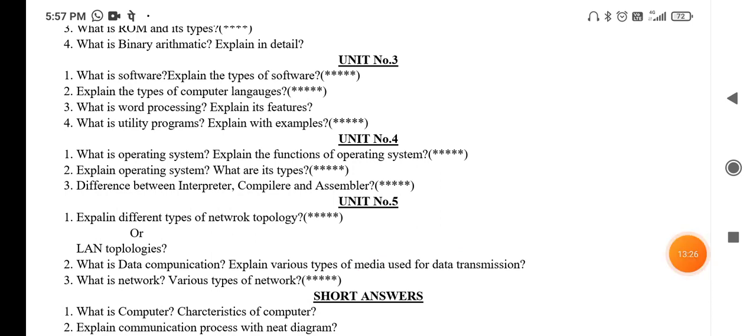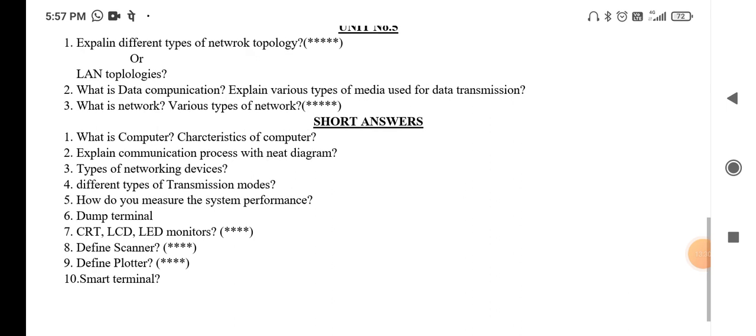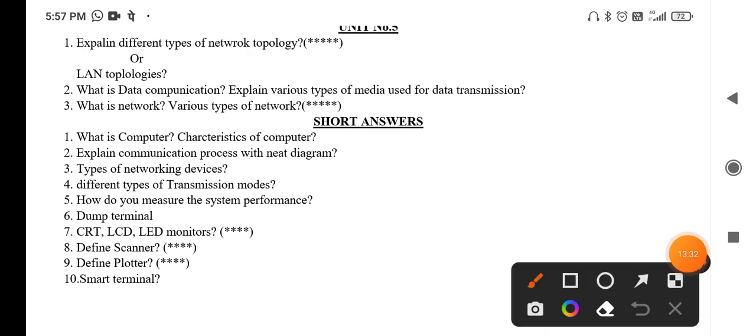Now when it comes to the short answers, just to see, what is a computer? A computer is an electronic device which is used to perform some arithmetical and logical operations. So you have to write about the definition of computer and its characteristics: speed, diligence, accuracy, automation. These are the characteristics we have to write about the computer.